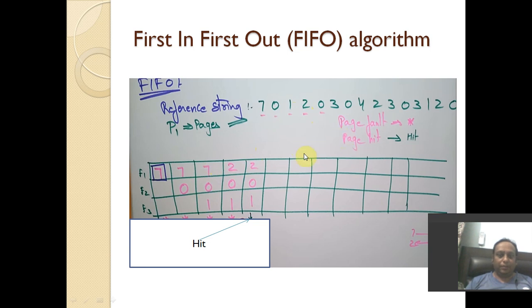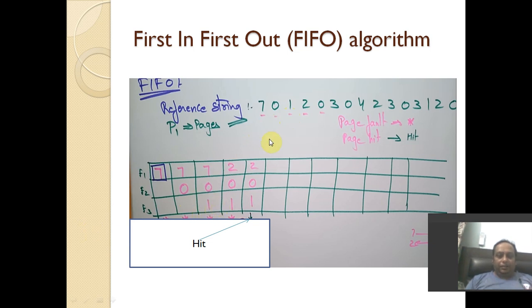Page fault means that the page is not available in the main memory and will come from the disk memory. 0 is also not available in the main memory, so 0 also comes from the disk memory. So this 0 insertion process is called the page fault. Similarly, 1 will be inserted in the main memory, coming from the disk, from the secondary memory. This process is also known as the page fault.